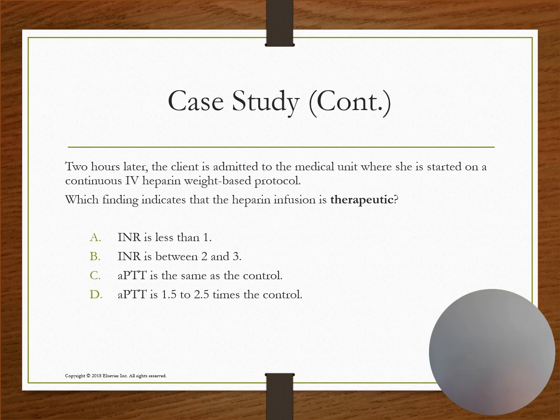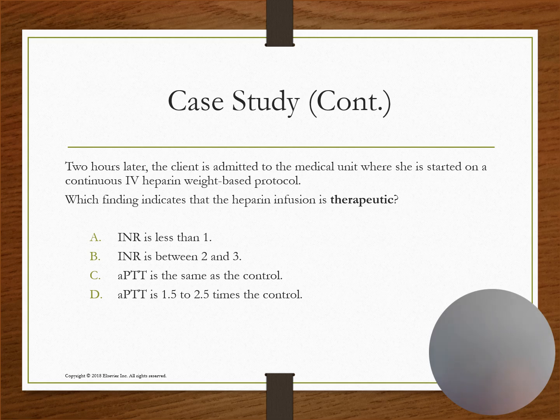That does increase the risk for a UTI, causing stasis of urine. 2 hours later, the client is admitted to the medical unit where she is started on a continuous IV heparin weight-based protocol. What finding indicates that the heparin infusion is therapeutic? We have an INR less than 1. The INR is between 2 and 3. The APTT is the same as the control, or the APTT is 1.5 to 2.5 times the control.